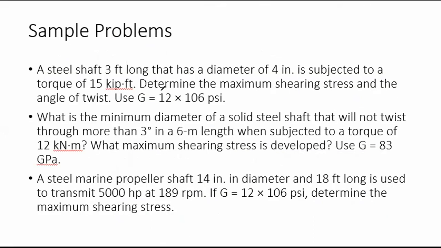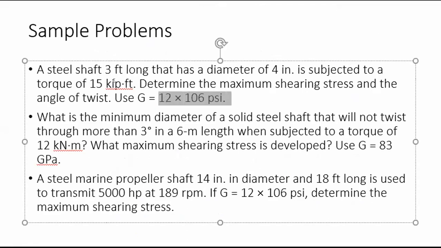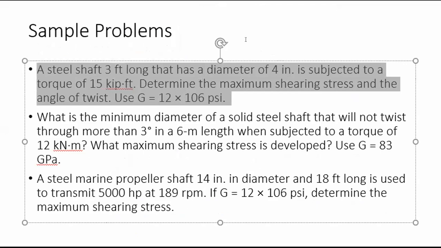Okay, we try to answer this one. Okay? So, try natin sagutan to. Kopyahin natin, tapos lagyan natin sa whiteboard para makita ninyo. So, a steel shaft 3 feet long that has a diameter of 4 inches is subjected to a torque of 15 kilopounds-feet. Diba? Ganun naman yung palagi, Newton meter or kilopound feet. Determine the maximum shearing stress and the angle of twist, and use G equals 12 times 10 raised to 6 PSI. So, proceed na tayo sa whiteboard natin.